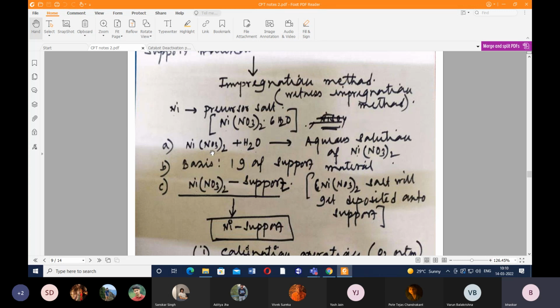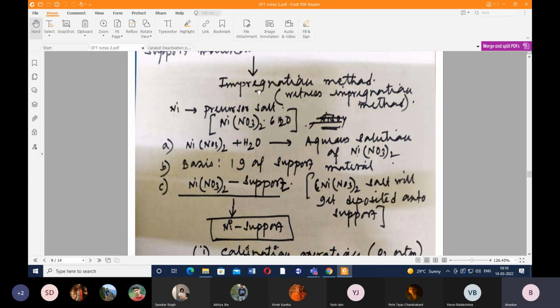Okay, so nickel nitrate salt, that means nickel nitrate hexahydrate, will first be mixed with a certain amount of H2O to form an aqueous solution of nickel nitrate. So let's assume I have taken 1 gram of the support material. Whenever we synthesize any catalyst, we have to take a basis like 1 gram of the support material. So all the calculations will be performed on the basis of 1 gram of support material.